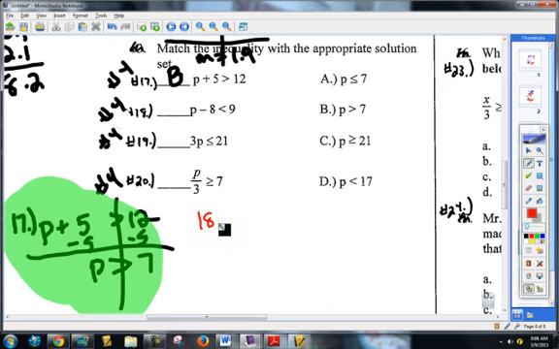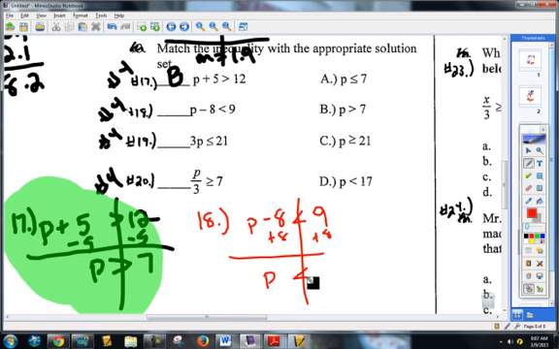Okay, number 18, P minus 8 is less than 9. So I'm going to add 8 to both sides. That's going to give me P less than 17. Okay, so obviously that would mean that this is letter D.